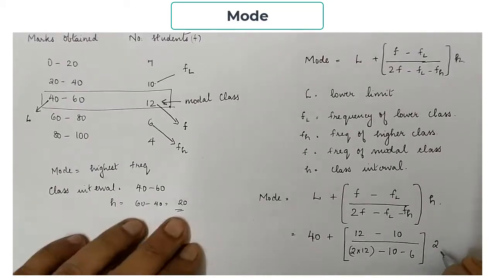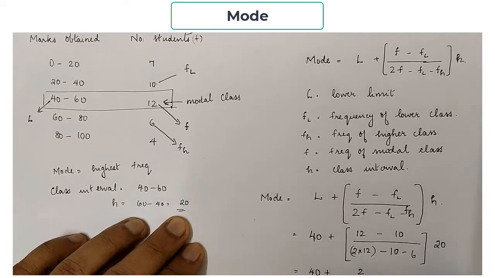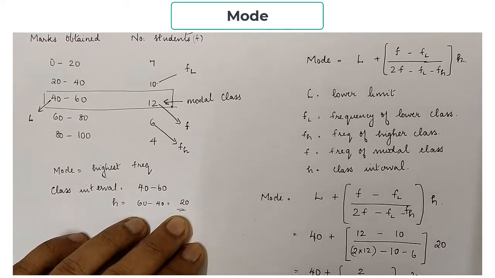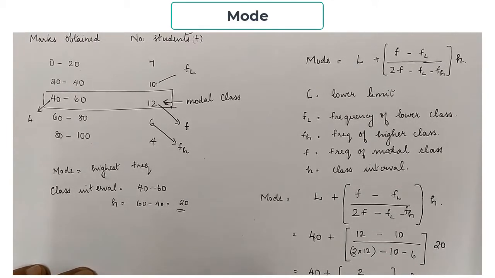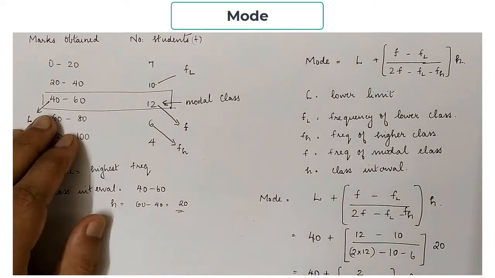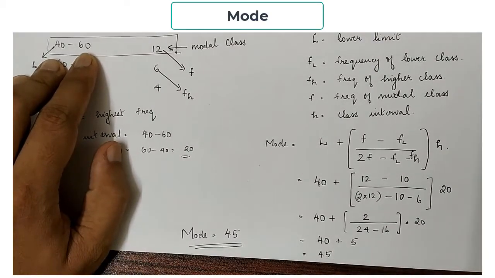H is 20. It's equal to 40 plus, do all this, you can understand it is 12 minus 10 is 2, whole divided by 24 minus 16, into 20. When you divide this, you get 40 plus 5 equal to 45. So mode is equal to 45. So I said it will be between 40 and 60, and we got precisely that, mode is equal to 45.